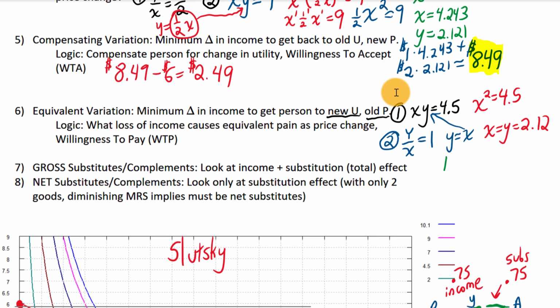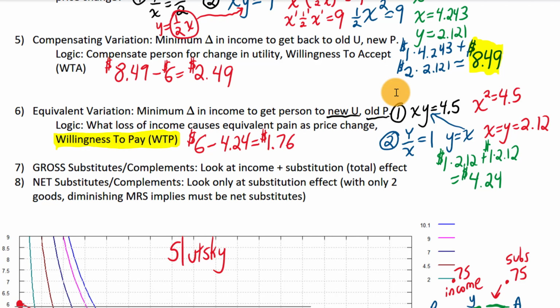Well, it's going to cost us $1 for each x plus $1 for each y. And so that's going to cost us $4.24. So the equivalent variation compares their original budget, which was $6, to how much money they would need at the original prices to get that same utility as they would after the price change, $4.24, and that difference is going to be $1.76. Often we'll call this $1.76 either the equivalent variation or the maximum willingness to pay. And again, this is the willingness to pay to prevent the price change.